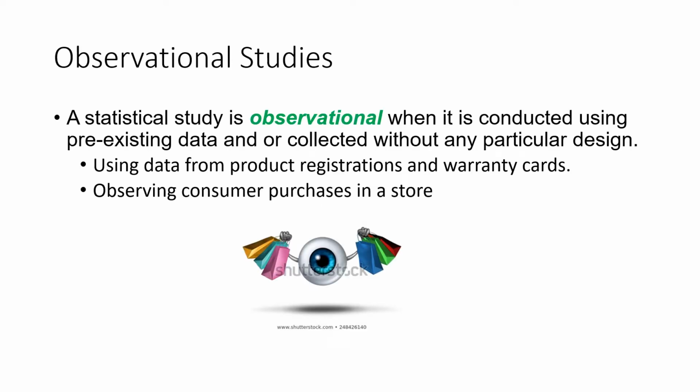Observational data has not been extracted through any prescribed methodology. We may get the data ourselves through convenience samples or from secondary sources. So forms of observational data could come to us through warranty cards that customers fill out or when they register their products online. Or we might actually observe what customers are buying off the store shelves.